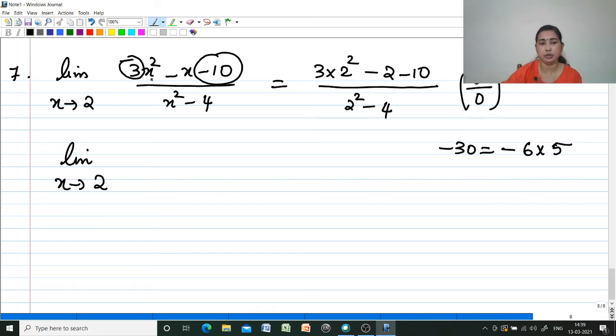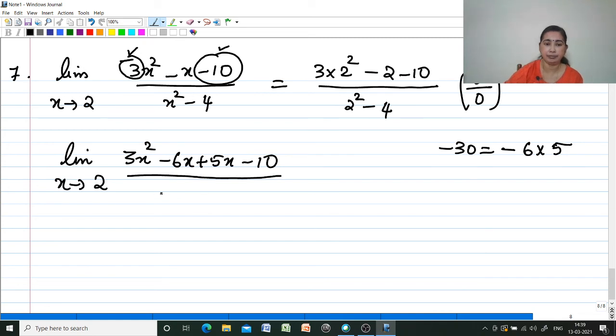So what you have to do in order to factorize such a type of question, that is, if some number is coming as the coefficient of x², take the first term and the last term, multiply, and then find the factors of that. We are splitting the middle term. So this can be written as (3x² - 6x + 5x - 10) divided by (x + 2) into (x - 2).